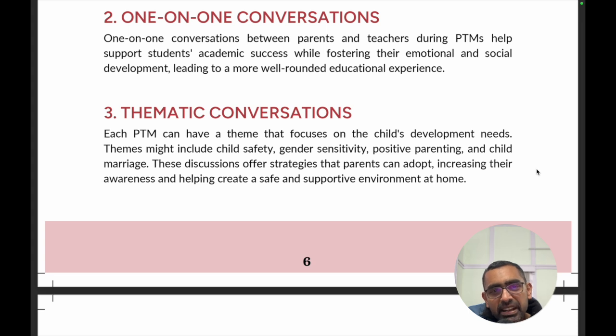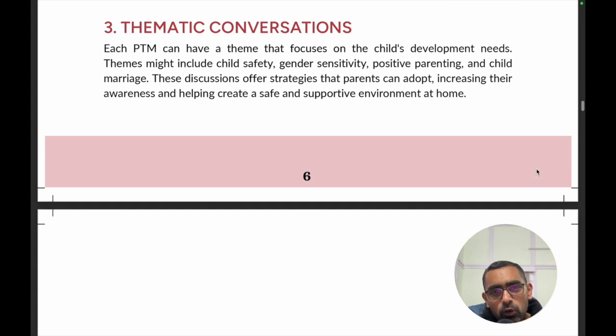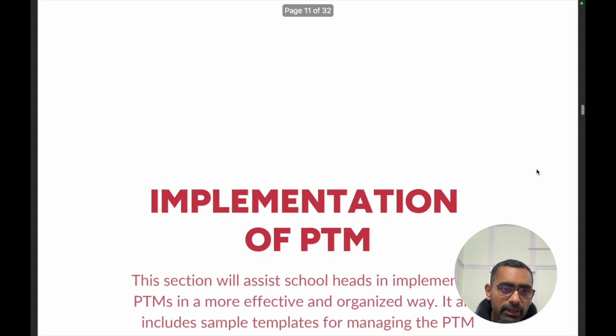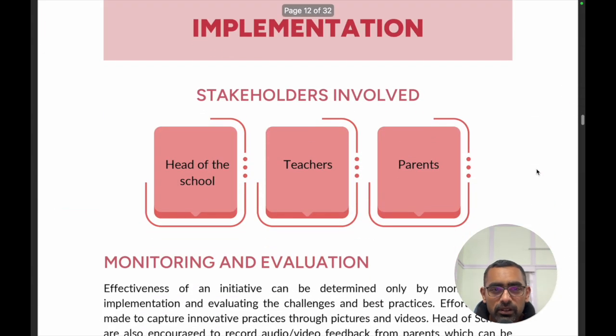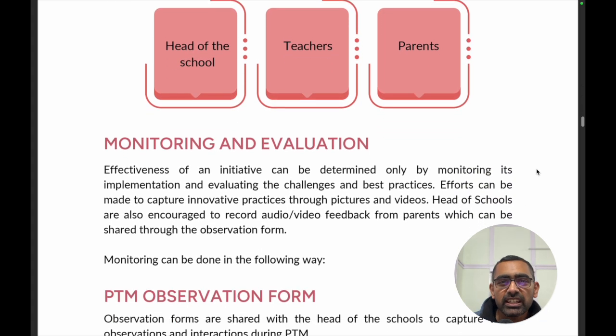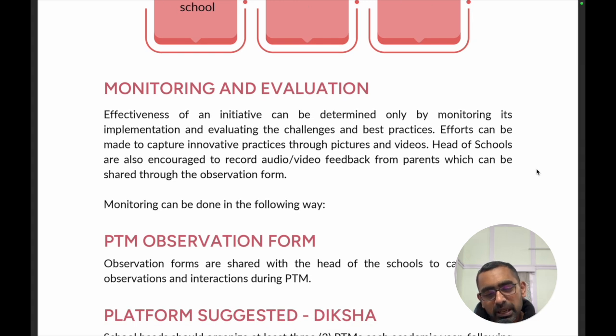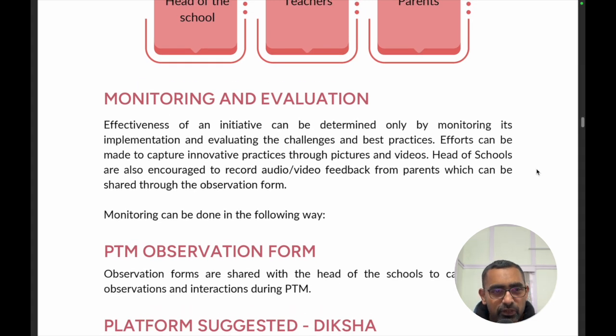Now, how do we implement this PTM? Who are all the stakeholders? We must understand them. The head of the school, it can be the principal or headmaster, then the teachers and then the parents. These are the three pillars of a PTM in any school. Having understood the pillars, it's very important to monitor and evaluate. In public administration, there is a saying that whatever gets measured gets done. It's very important to measure what you are doing in your PTM.